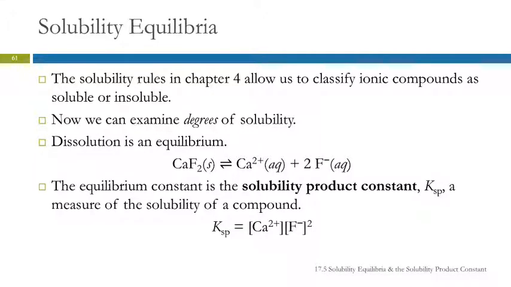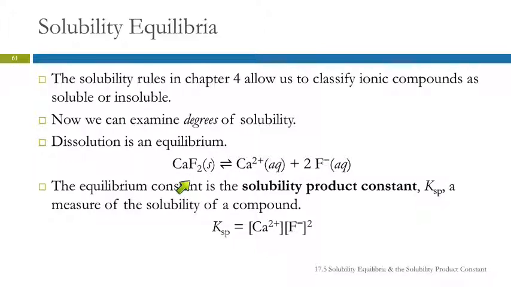Okay, solubility equilibria. Back in Chapter 4 in Chem 1A, you learned some solubility rules. We identified things as being soluble or insoluble. But now we're going to look at degrees of solubility. As with most things, it's not absolute, where you're either soluble or you're not soluble. There's this whole continuum. When a substance dissolves, that is an equilibrium process.